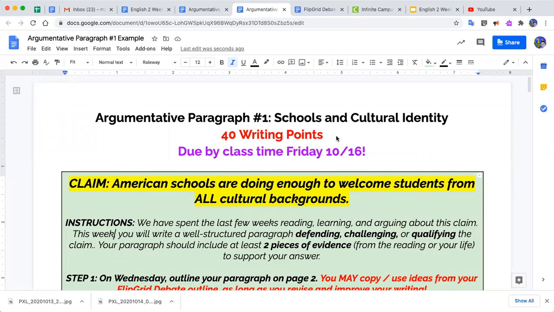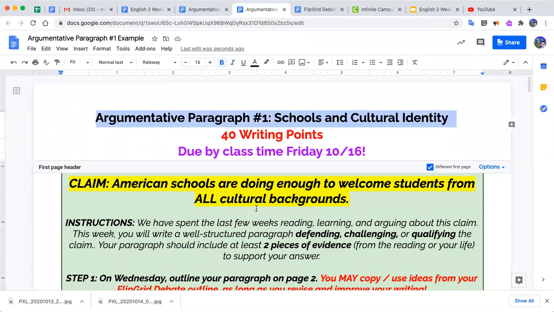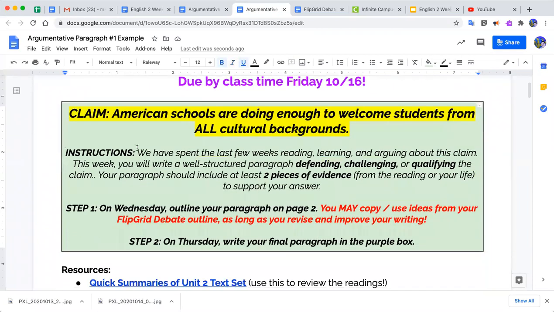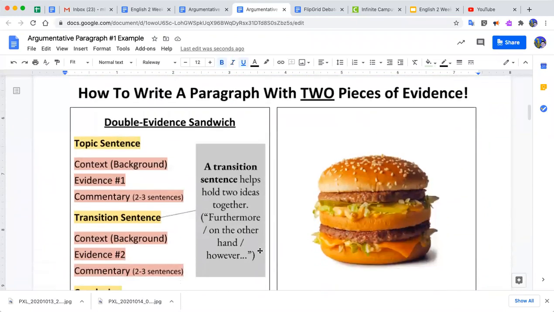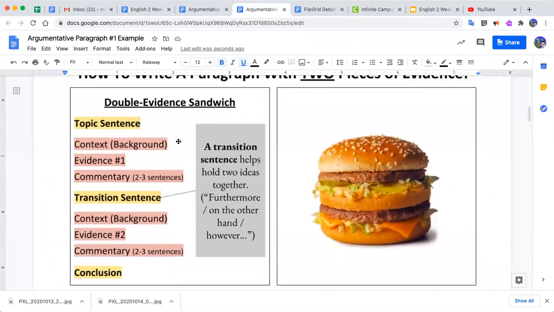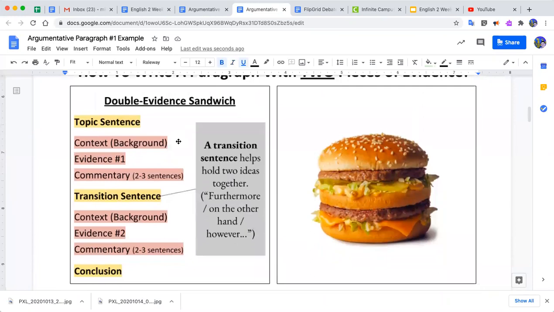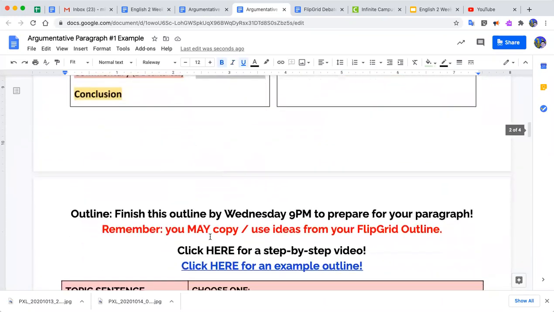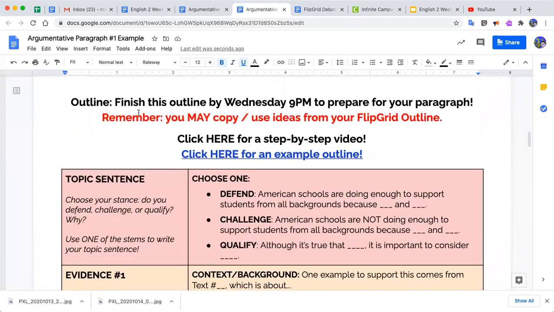This video is going to show you how to outline and write your first argumentative paragraph. We're going to go over the instructions. I'm going to show you the formula for how to write a paragraph. I call it the Big Mac because you've got two pieces of evidence. And at the very end, we will go step by step and do the outline together.